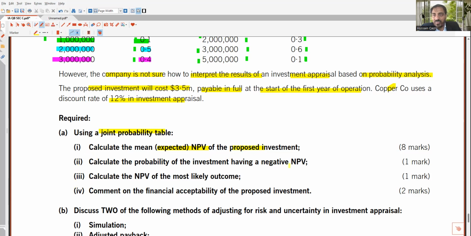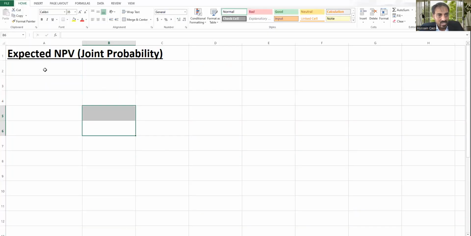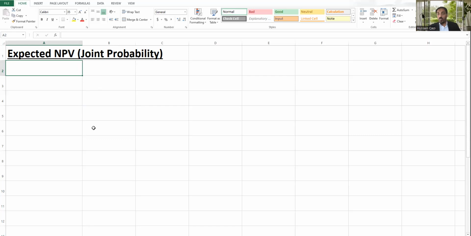The rest, parts 2, 3, and 4, we will discuss later. Now come on, let's start the game. So the first thing is, what to do? Actually, we are here to calculate expected NPV.